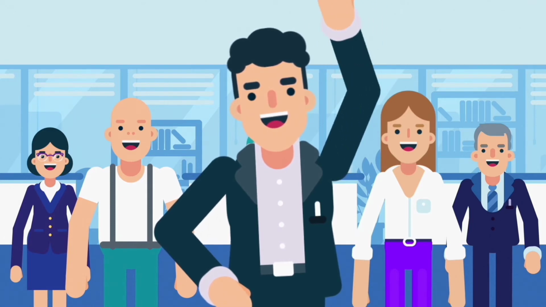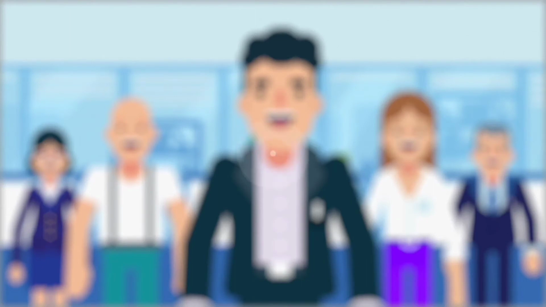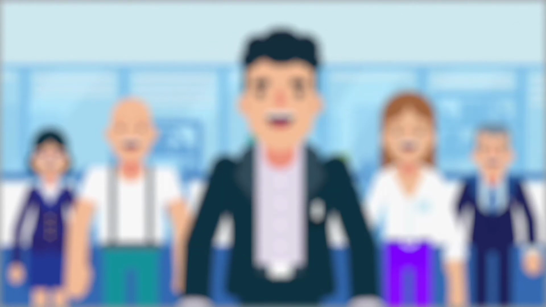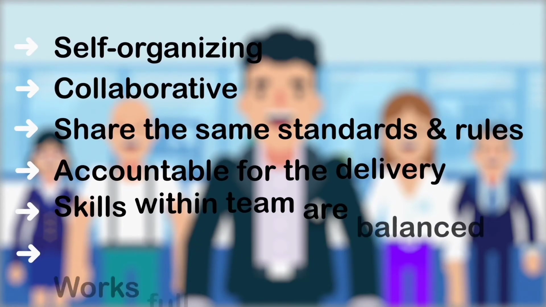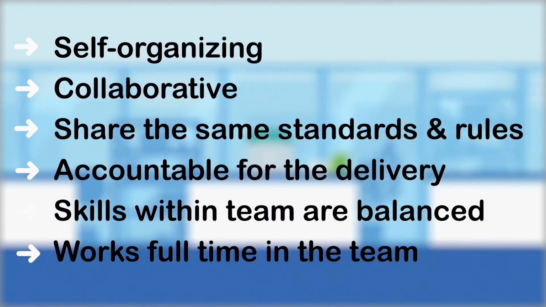A Scrum team does not include traditional roles such as programmer, designer, tester or architect. Everyone on the team works together to complete the user stories that they have committed to complete within a sprint. Self-organizing. Collaborative. Shares the same standards and rules, accountable for the delivery. Skills within team are balanced. Works full-time in the team.